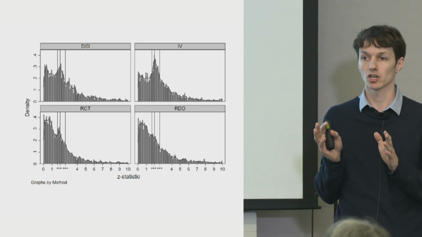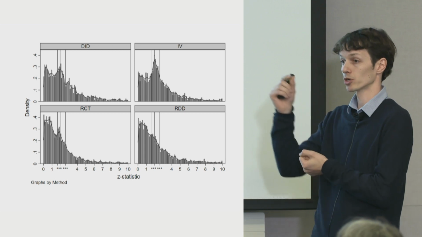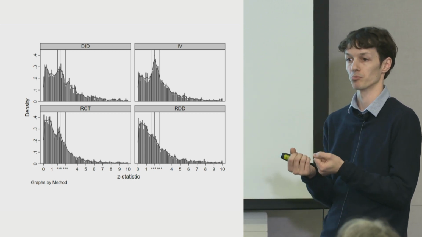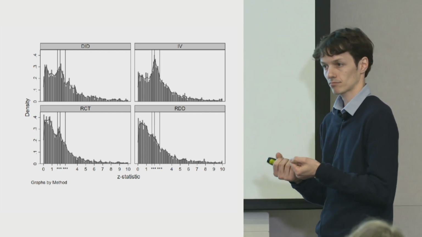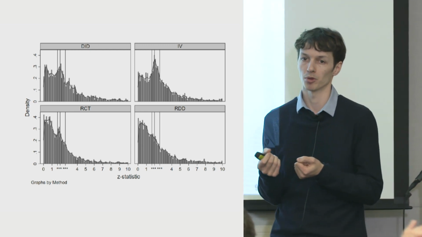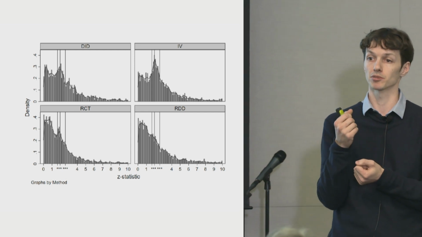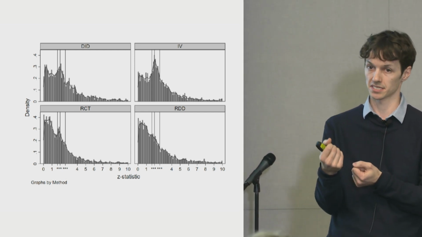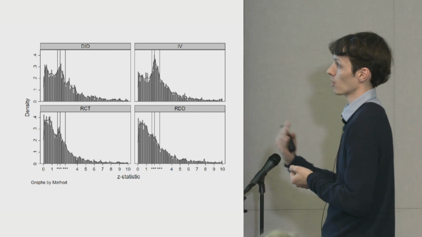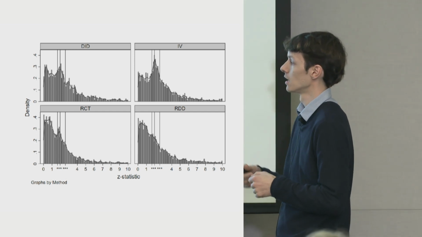Most papers in economics report the coefficient and standard errors. They don't report the p-value or the t-stat. About 10% of papers report the p-value or t-stat. So here, we take the coefficient divided by the standard errors to get the z-stats. Okay? And then we're just plotting these by methods.